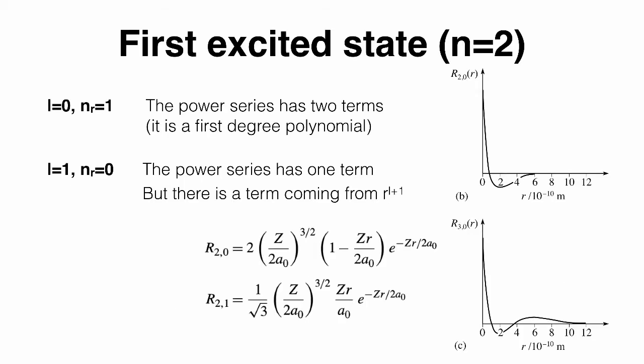Okay. Now we can keep looking at other states, like the first excited state. There are two ways to get 1 plus L plus nr equal to 2. Either L equal 0 and nr equal 1, or L equal 1 and nr equal 0, and we find different states. We always like to remember that nr is actually the number of zeros, the number of times the wave function will cross the x-axis. So that's the number of zeros. This is the order of the polynomial. This is the degree of the polynomial.